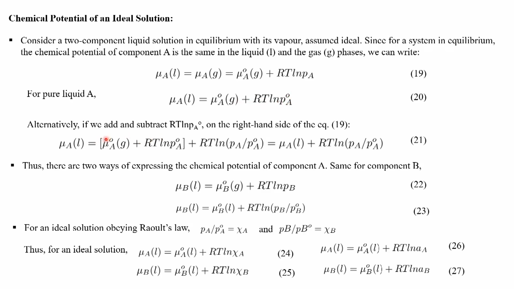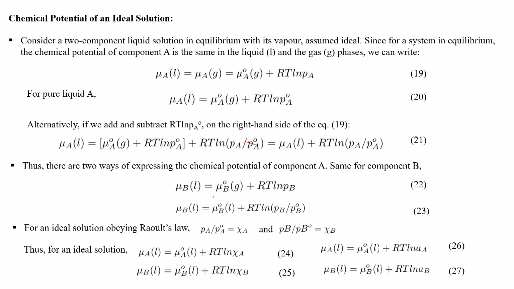Alternatively, if we add and subtract RT ln PA naught on the right hand side of equation 19, which is here, we get mu A L is mu A naught gas plus RT ln PA naught plus RT ln PA by PA naught. So we get mu A L plus RT ln PA by PA naught. Thus there are two ways of expressing the chemical potential of component A.